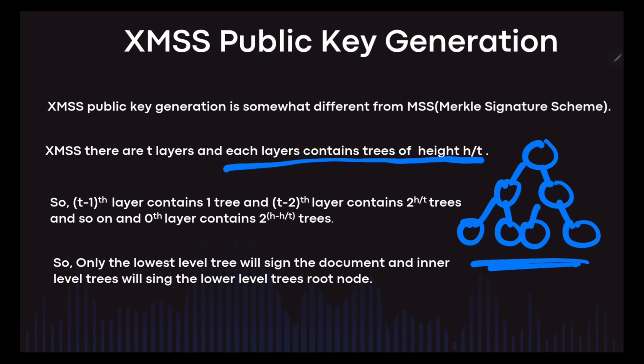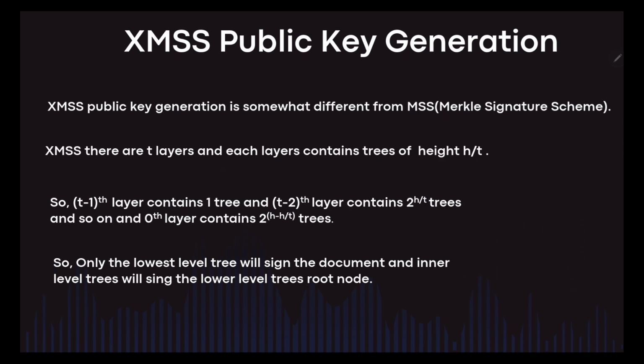these 4 are the leaf nodes, and we'll see that only the lowest level of the tree is used to sign the document, and the inner level tree will sign the lower level tree's root node. Meaning these leaf nodes are used to sign the document, and the inner nodes are used to sign the node of the second tree. I will explain this through a better example in the next slide.